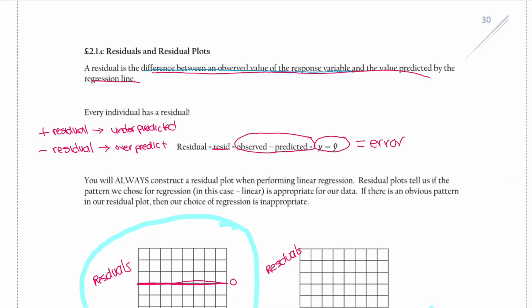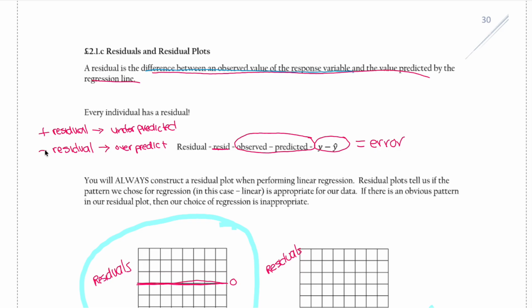Welcome to this video. In here we're going to talk about residuals and residual plots. A residual is the difference between an observed value of the response variable and the value predicted by the regression line. So what does this sentence mean? Well, let's find out. Every individual has a residual, and a positive residual means that it's under-predicted.